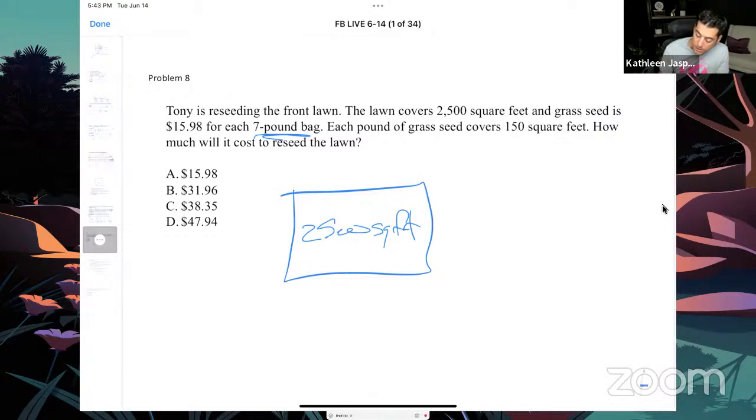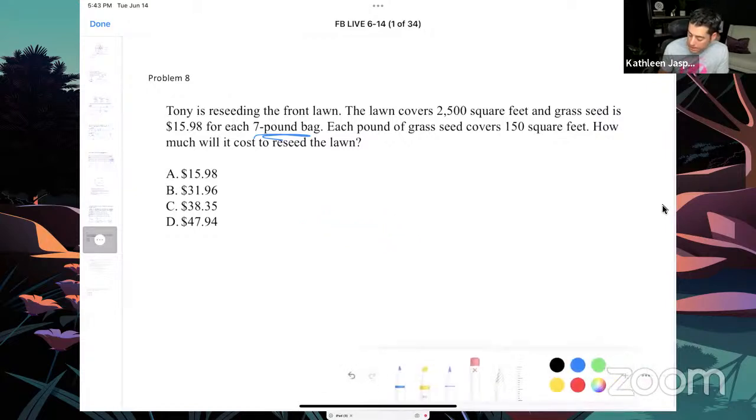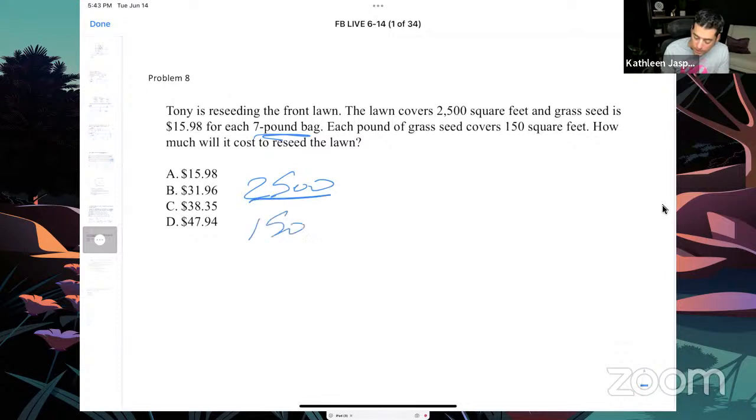So let's go ahead and do 2,500 divided by 150. When we do that, we get, let's round it out, 16.7. So what does that 16.7 mean? That 16.7 means pounds of seed, right? Because every 150 square feet gives me 1 pound of seed.